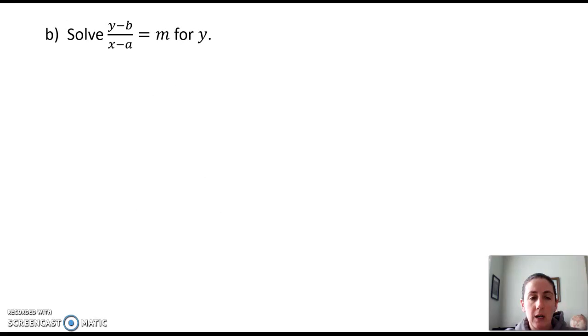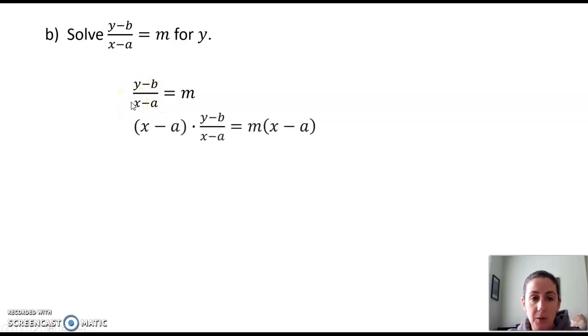Let's do one more. If we had y minus b over x minus a equals m, and we want to solve for y again, looking at this, I want this y by itself. We have this big denominator here, so get rid of it the same way as before. Multiply both sides completely by that x minus a. These x minus a's will cancel, and I have y minus b equal to m times x minus a. We can distribute that m.